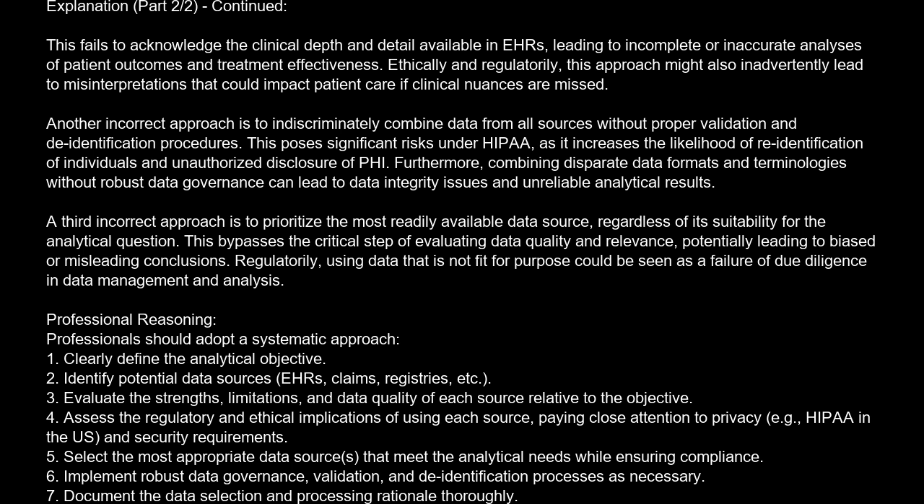Professionals should adopt a systematic approach. 1. Clearly define the analytical objective. 2. Identify potential data sources, claims, registries, etc. 3. Evaluate the strengths, limitations, and data quality of each source relative to the objective. 4. Assess the regulatory and ethical implications of using each source, paying close attention to privacy, e.g., HIPAA in the U.S., and security requirements. 5. Select the most appropriate data sources that meet the analytical needs while ensuring compliance. 6. Implement robust data governance, validation, and de-identification processes as necessary. 7. Document the data selection and processing rationale thoroughly.